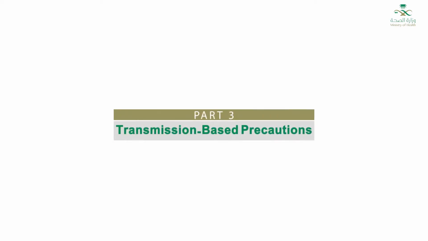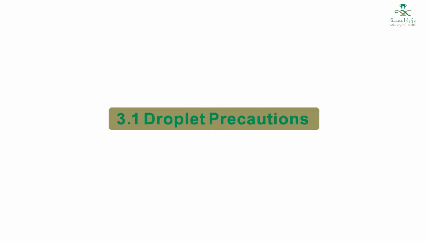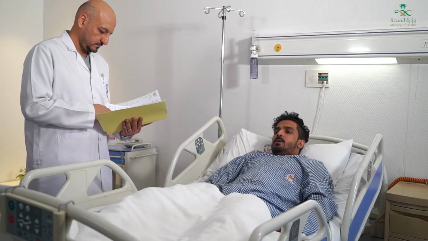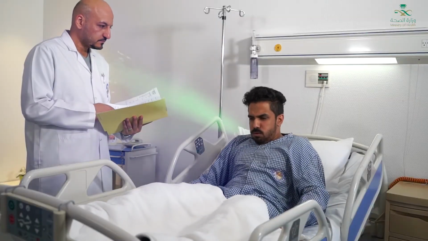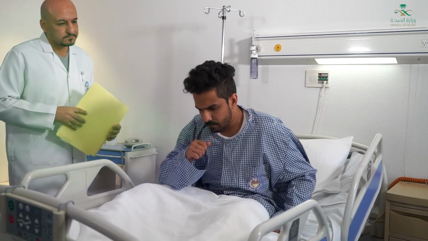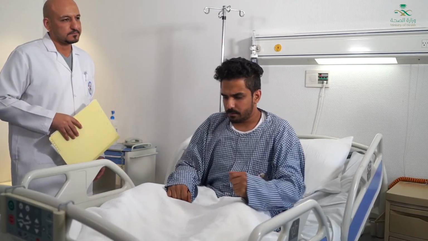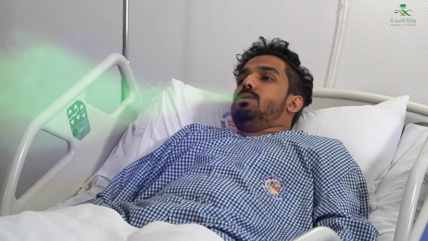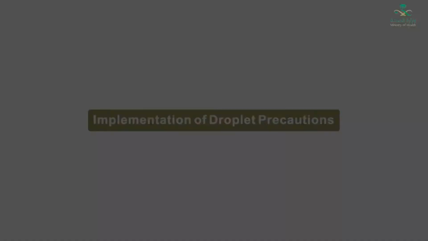Transmission-based precautions. Droplet precautions. This patient suffers from flu. People with flu can spread it to others within 1 to 2 meters away. Droplet transmission of flu viruses spread mainly by droplets made when people with flu cough, sneeze, or talk. These droplets can land in the mouths or noses of people who are nearby or possibly be inhaled into the lungs. Examples of diseases transmitted by large droplets include influenza, meningococcal meningitis, and pertussis. Precautions must be implemented to prevent droplet transmission.